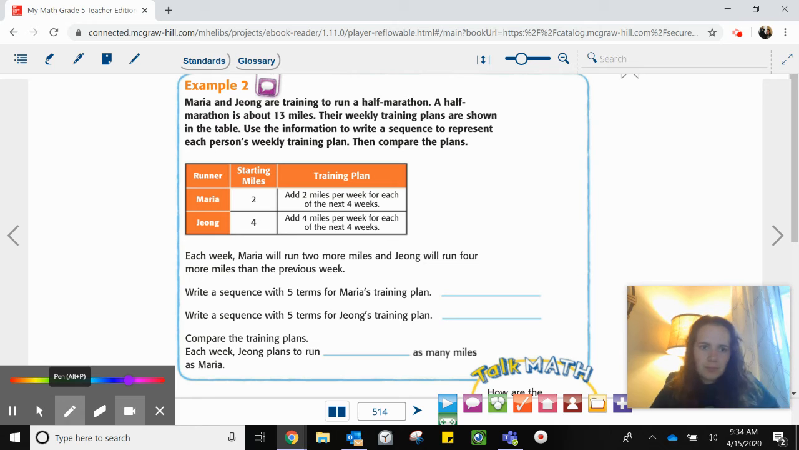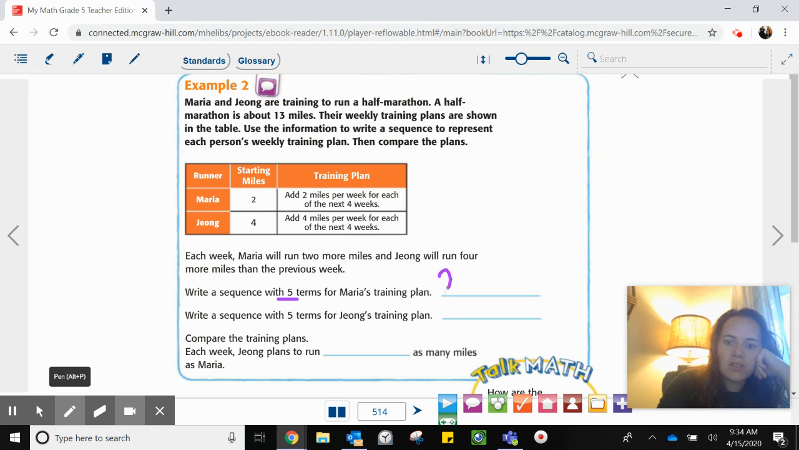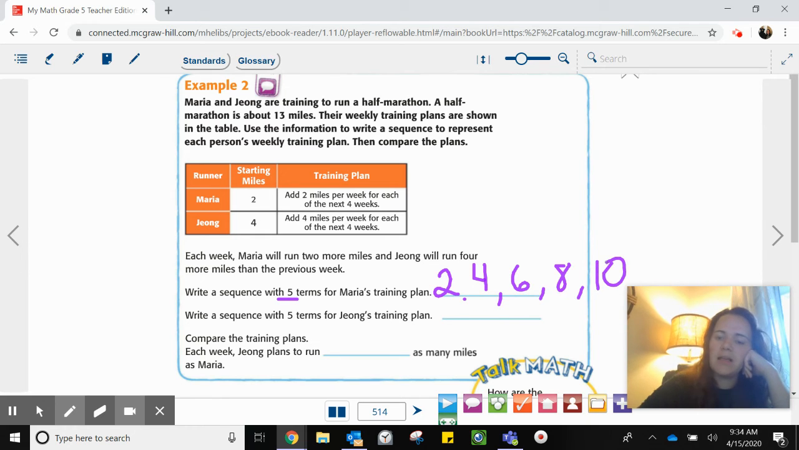All right, friends. Example 2 says Maria and Jong are training to run a half marathon. A half marathon is about 13 miles. Their weekly training plans are shown in the table. Use the information to write a sequence to represent each person's weekly training plan, then compare the plans. Maria starts at 2 miles, and then she adds 2 miles each week for the next 4 weeks. So we're going to write a sequence with 5 terms for Maria's training plan. It starts at 2. You can't just start at 0. So 2, then we add 2 for the next 4 weeks: 2, 4, 6, 8, 10.